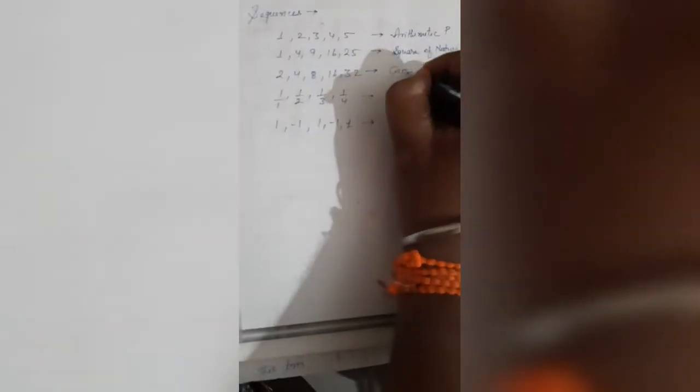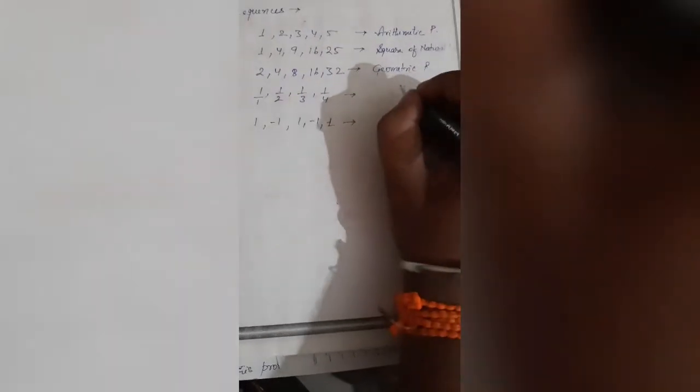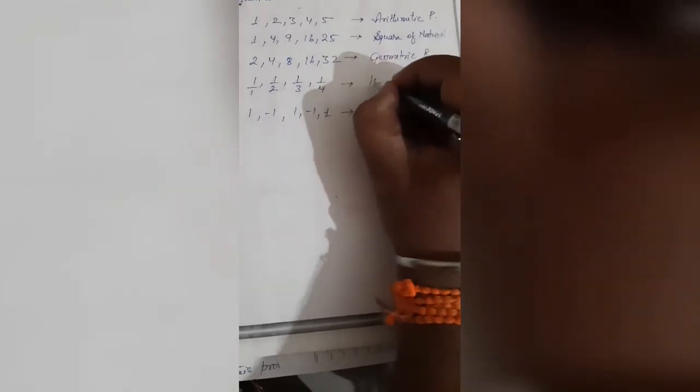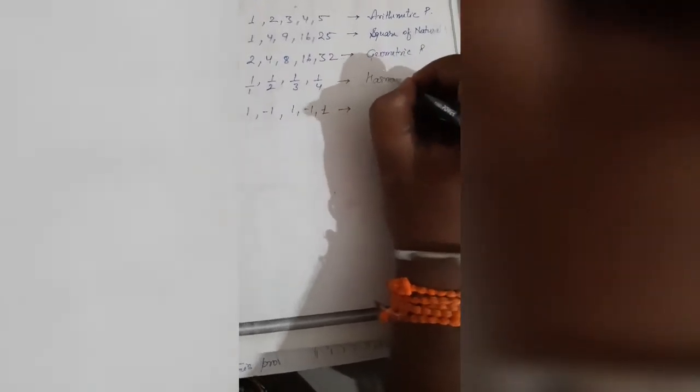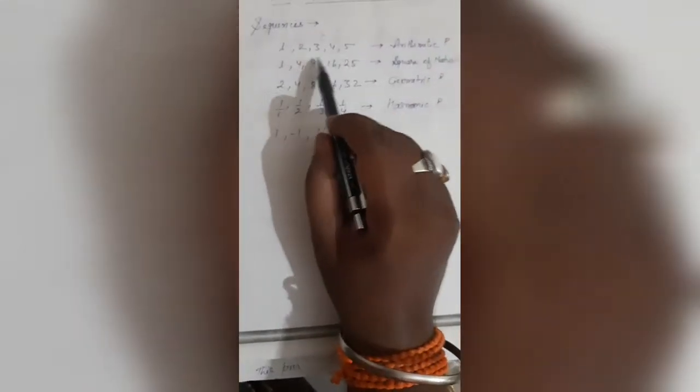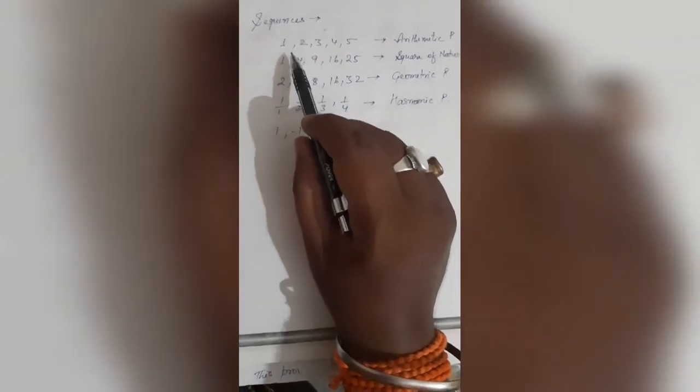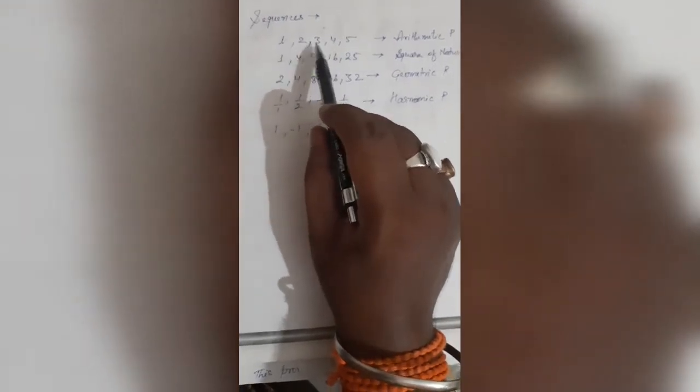Next is GP, geometric progression. Next is HP, that is harmonic progression. Now class, this is AP. It has a certain property. You can see that there is a common difference of 1.